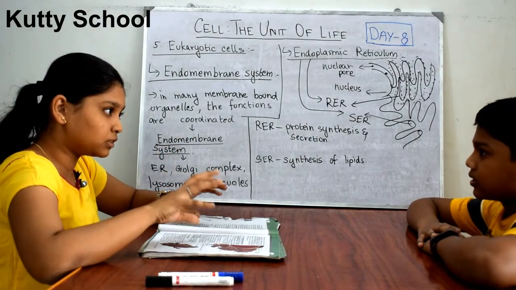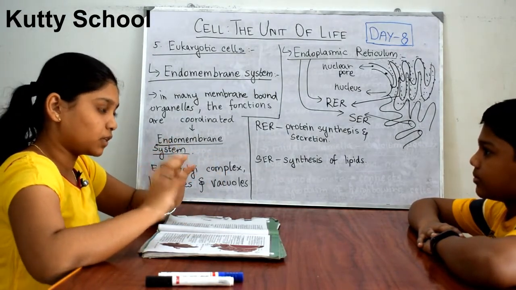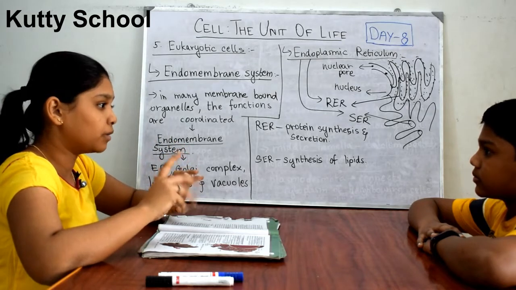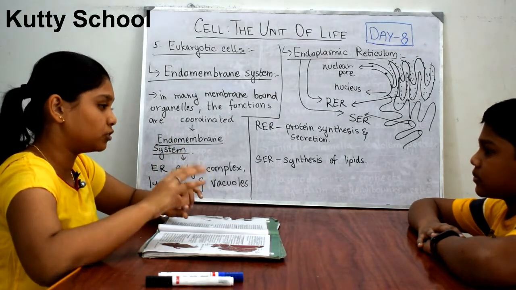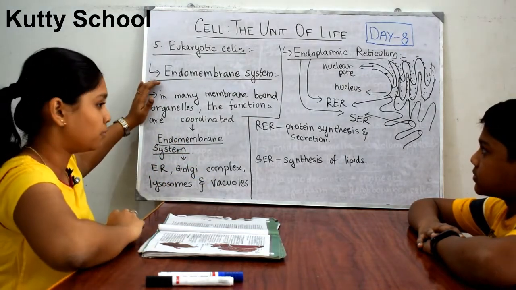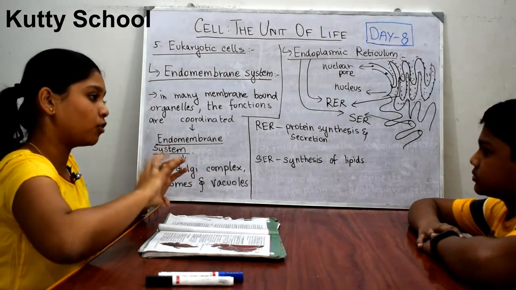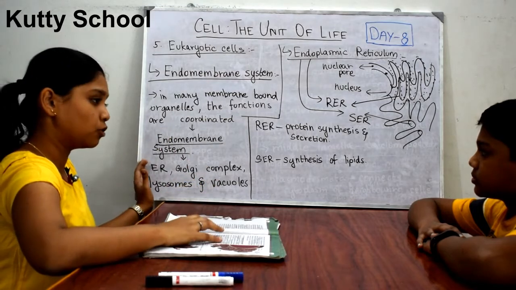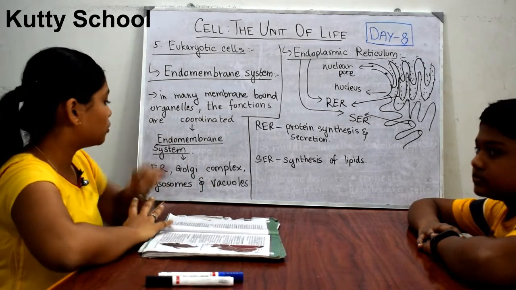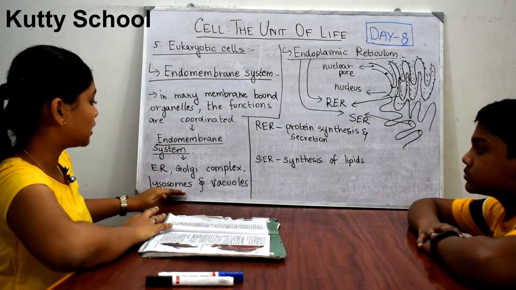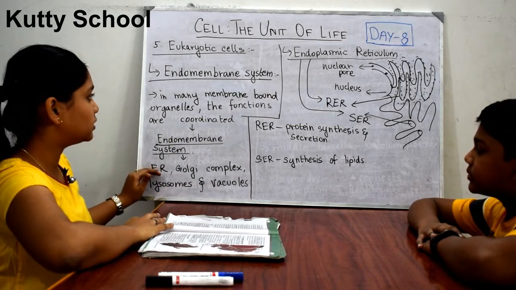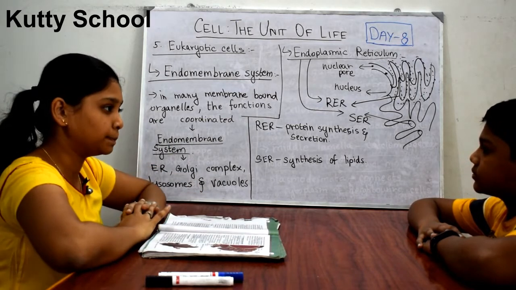Therefore these are known as the non-endomembrane system, so they do not come under the endomembrane system. Since the functions of the others are coordinated and linked from one organelle to another, it is known as the endomembrane system: endoplasmic reticulum, Golgi complex, lysosomes and vacuoles. First we will see about the endoplasmic reticulum.